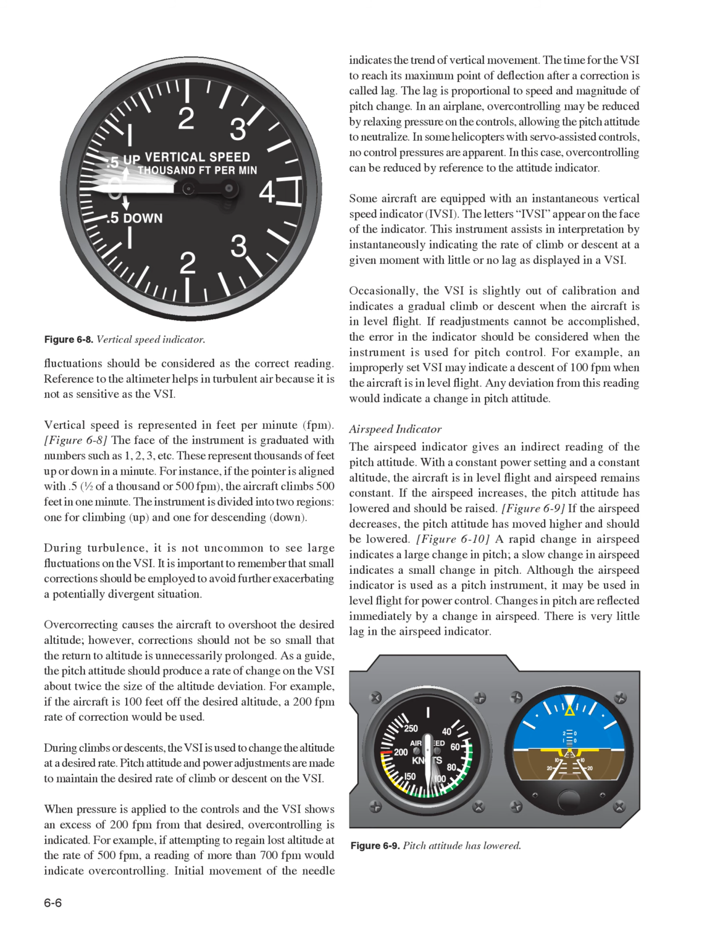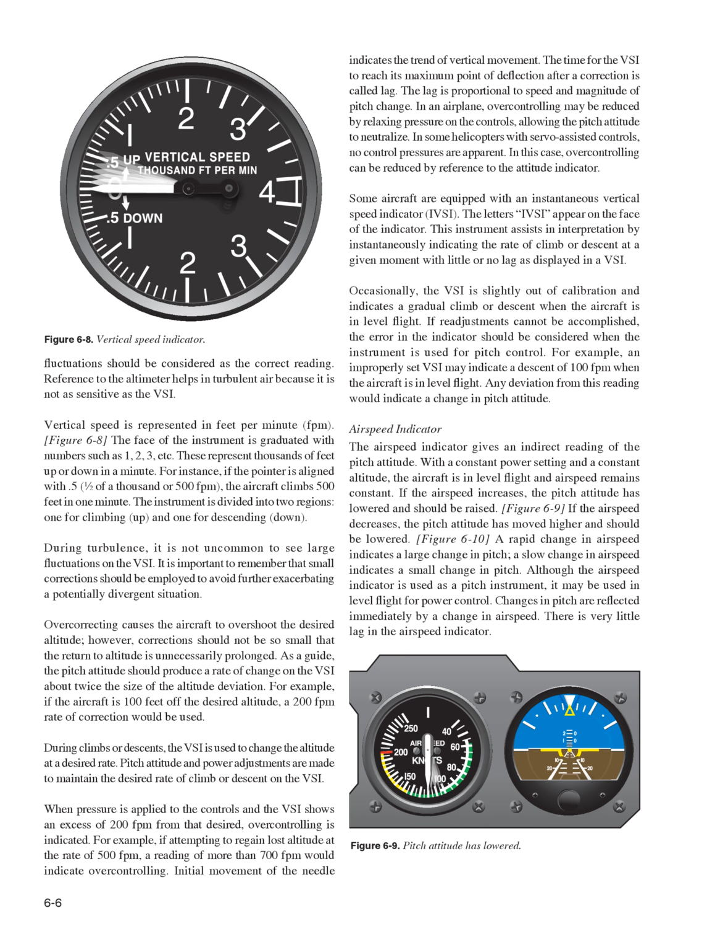During turbulence, it is not uncommon to see large fluctuations on the VSI. It is important to remember that small corrections should be employed to avoid further exacerbating a potentially divergent situation. Overcorrecting causes the aircraft to overshoot the desired altitude. However, corrections should not be so small that the return to altitude is unnecessarily prolonged. As a guide, the pitch attitude should produce a rate of change on the VSI about twice the size of the altitude deviation. For example, if the aircraft is 100 feet off the desired altitude, a 200 fpm rate of correction would be used.